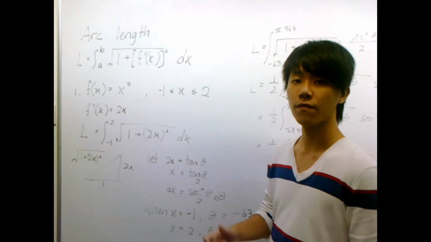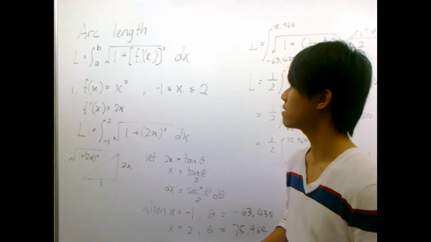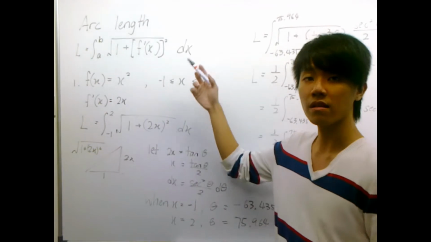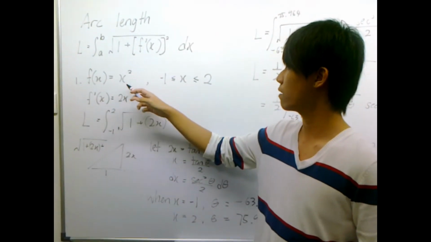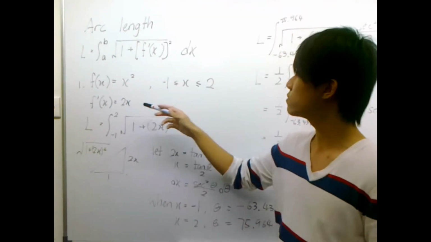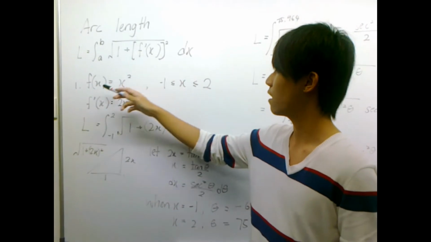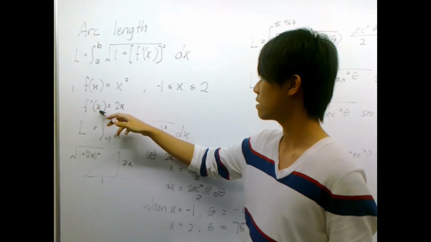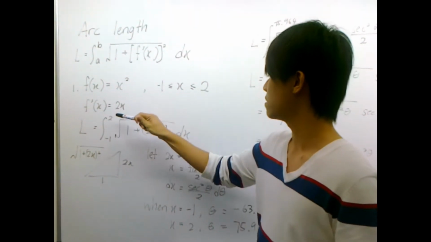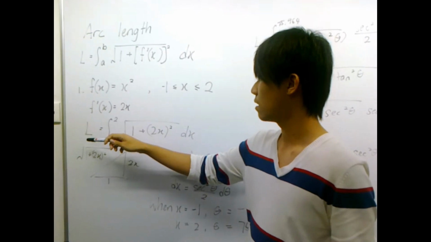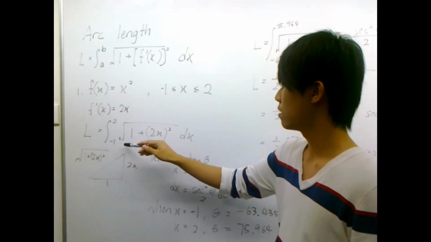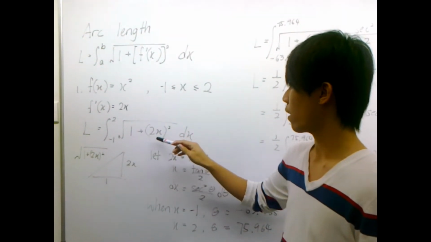Okay, so this is our first example in the question that involves arc length. In this question, we are required to find the arc length of the curve of f(x) equals x squared from x equals negative 1 to x equals 2. For us to use this formula, first we have to differentiate f(x). F prime x equals 2x. And then we'll substitute this value into this formula, which is arc length equals the integral from negative 1 to 2 of the square root of 1 plus (2x) squared.